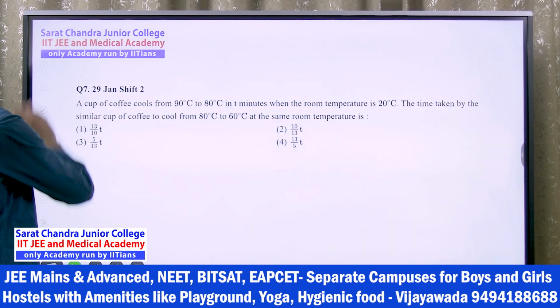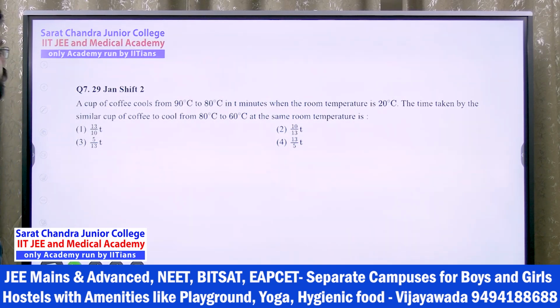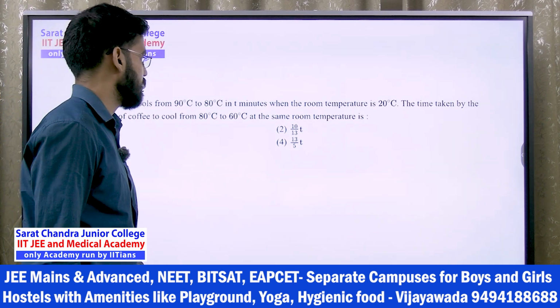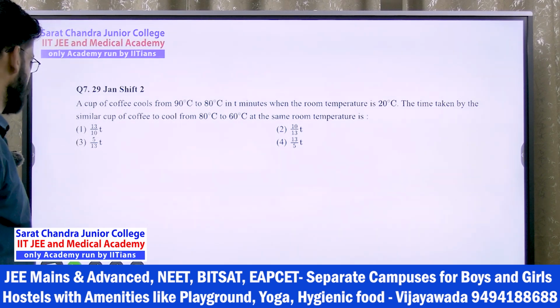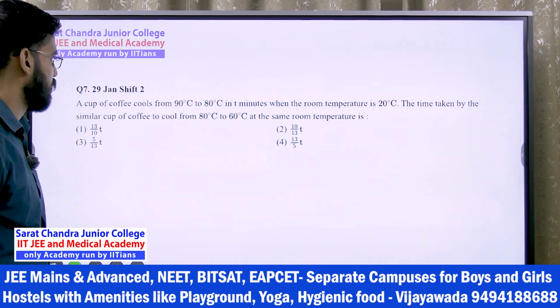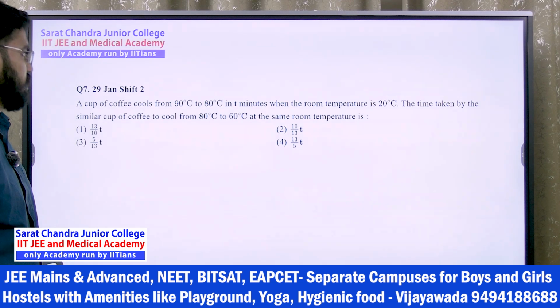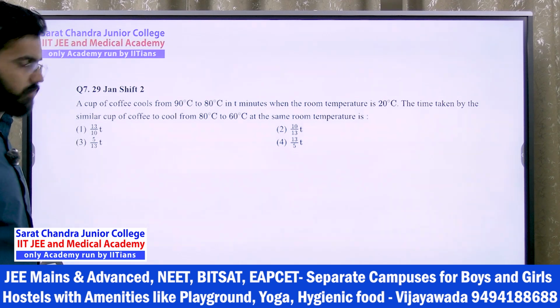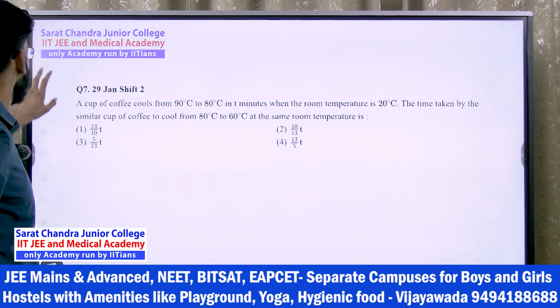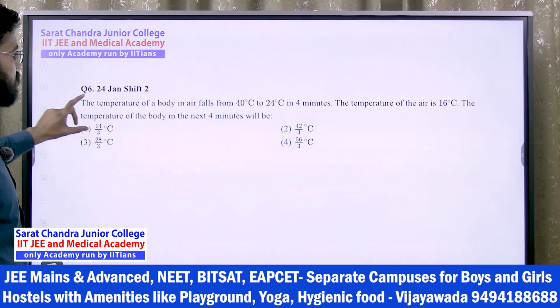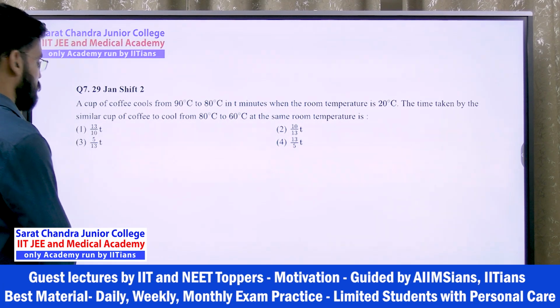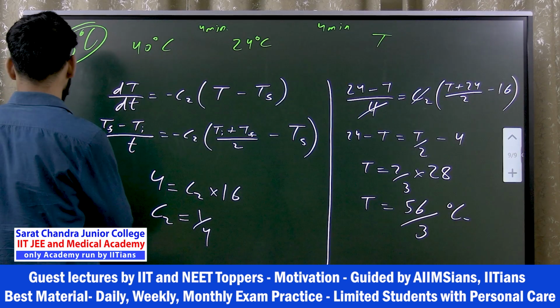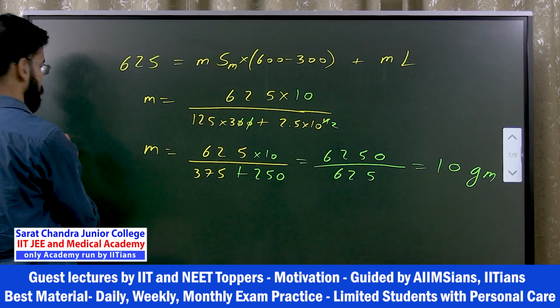Next question, seventh question. A cup of coffee cools from 90 degrees centigrade to 80 in T minutes when the room temperature is 20. The time taken by a similar cup of coffee to cool from 80 to 60 at the same room temperature is... If you see, there is no difference between the sixth question and the seventh question. Between sixth and seventh there is no difference. 90 to 80 takes T minutes. Apply the same as what you are seeing.